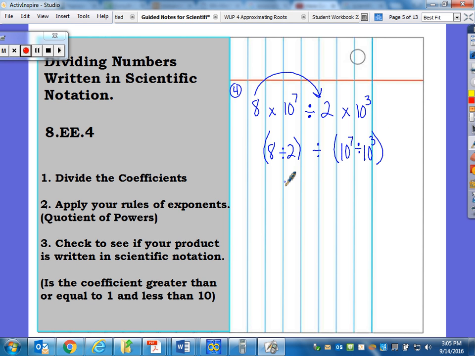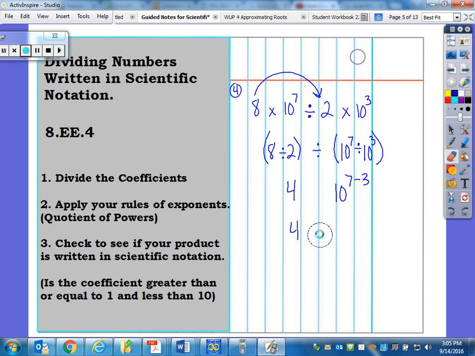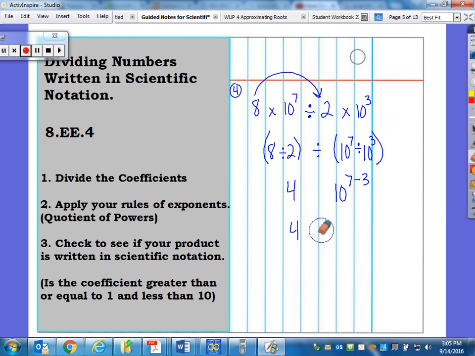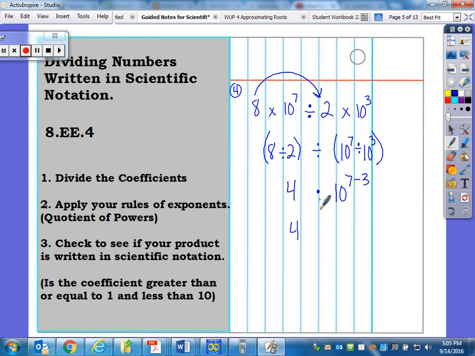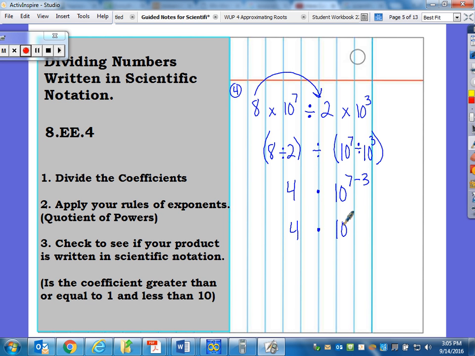When we divide our coefficients, 8 divided by 2 is equal to 4. Using the quotient of powers rule, 10 to the 7th divided by 10 to the 3rd, we keep the base and subtract the exponents. This should be times. We get a final answer of 4 times 10 to the 4th, written in scientific notation.